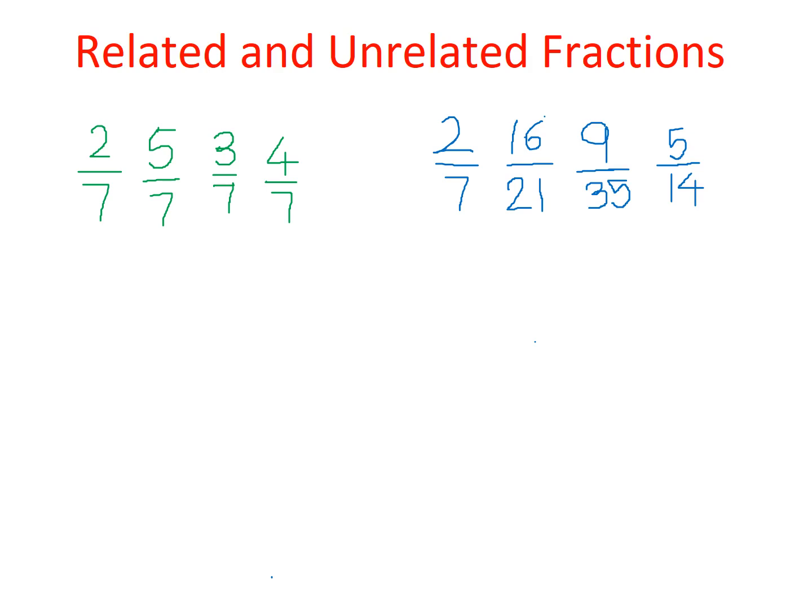Okay, good. So all the denominators have something in common. They are all multiples of 7. We have 7 times 1 gives you 7. That's for the first fraction that we have there. For the second one, 7 times 3 gives you 21. For the third one, 7 times 5 gives you 35. And for the fourth one, 7 times 2 gives you 40.